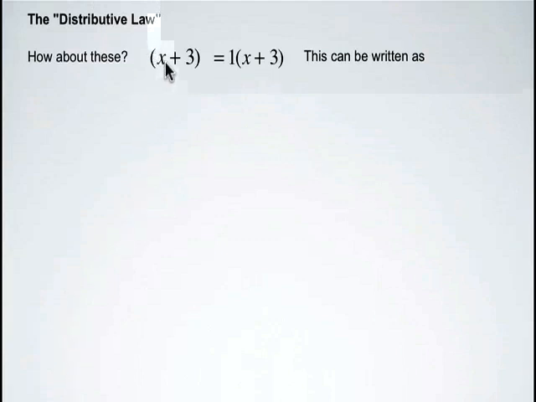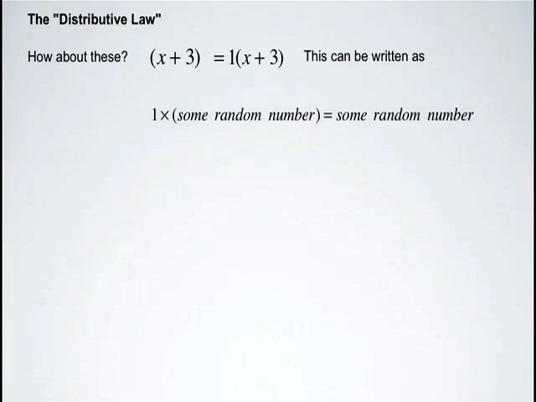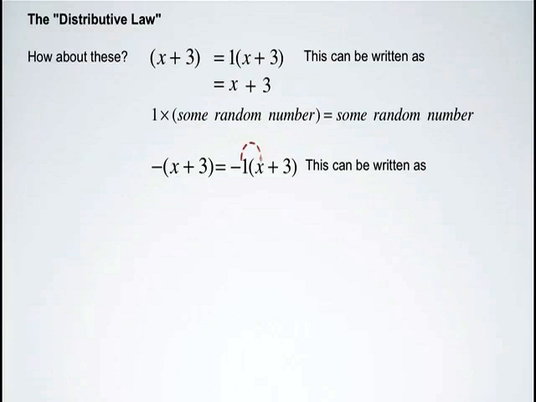So when you have x plus 3 by itself, it's really the same as 1 times x plus 3, because 1 times anything remains the same. So when you have a bracket with no quantity in front of it, we understand that that quantity can be 1. So 1 times some random number always equals the same random number. So 1 times x is x and 1 times 3 is 3, exactly what we started out with. If I have a negative 1 in front, I'm going to distribute the negative 1 in to get negative x and negative 3.